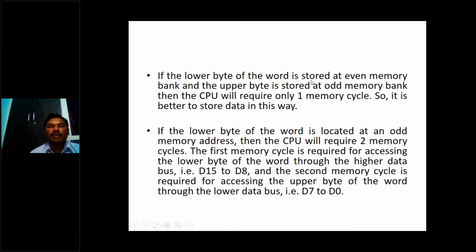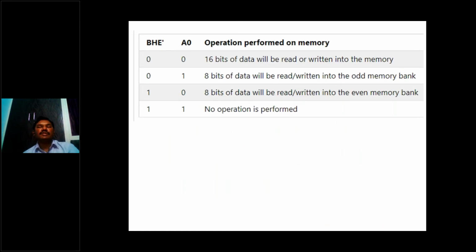If the lower byte of the word is stored at the even memory bank and the upper byte is stored at the odd memory bank, then the CPU will require only one memory cycle. So it is better to store data in this way. If the lower byte of the word is located at an odd memory address, then the CPU will require two memory cycles. The first memory cycle is required for accessing the lower byte of the word through the higher data bus D8 to D15, and the second memory cycle is required for accessing the upper byte of the word through the lower data bus D0 to D7.